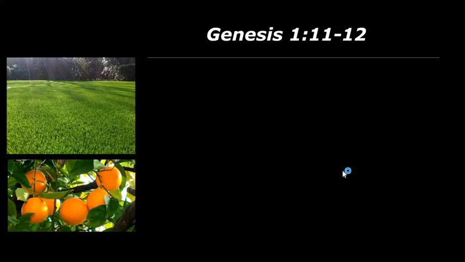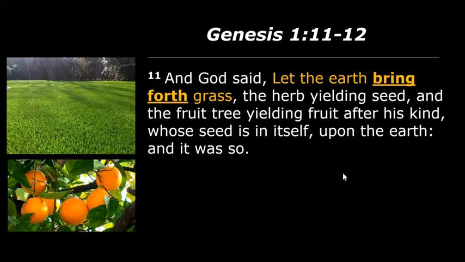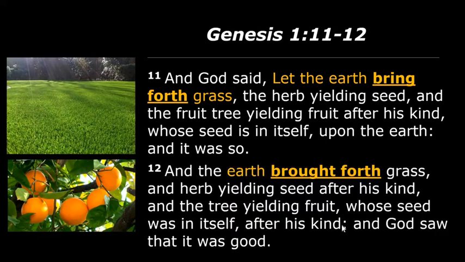So in Genesis 1, verses 11 and 12, we read, "And God said, let the earth bring forth grass, the herb-yielding seed and the fruit tree-yielding fruit after his kind, whose seed is in itself upon the earth. And it was so." Verse 12, "And the earth brought forth grass and herb-yielding seed after his kind, and a tree-yielding fruit whose seed was in itself after his kind. And God saw that it was good."